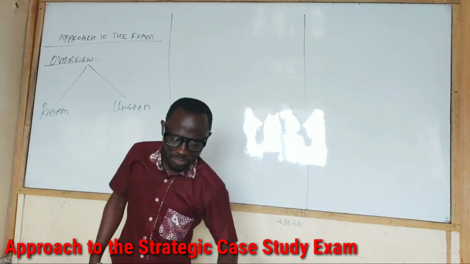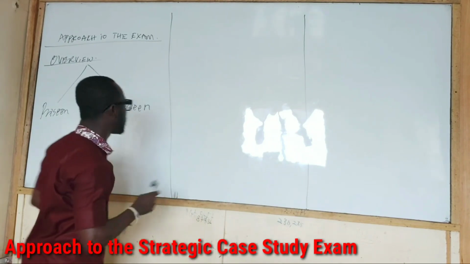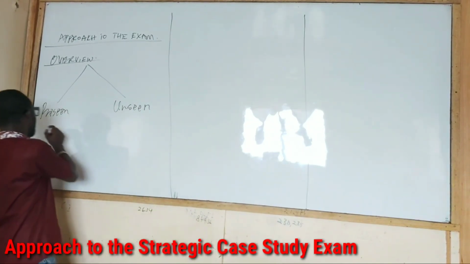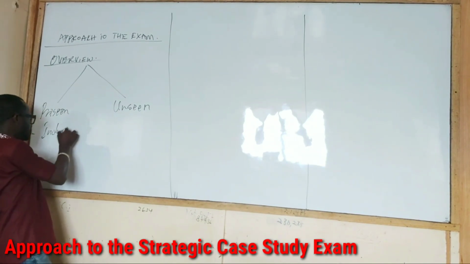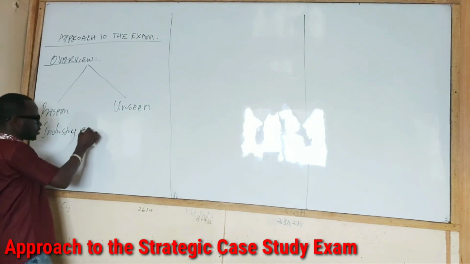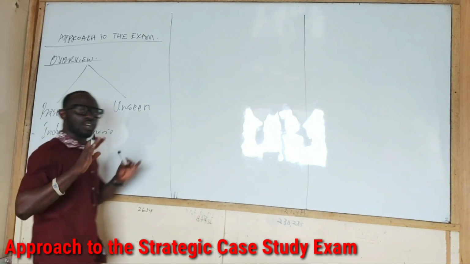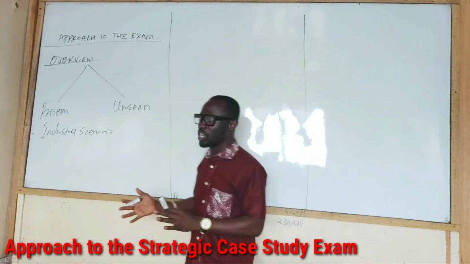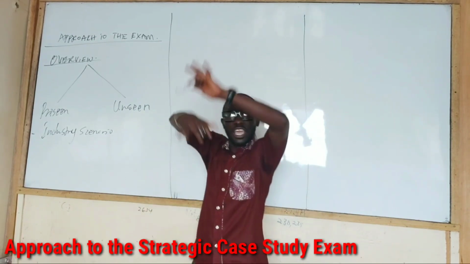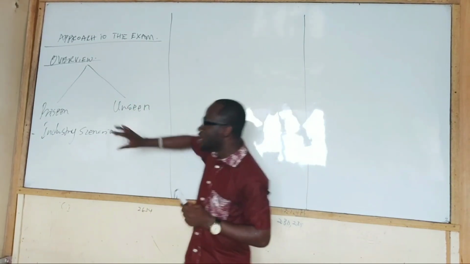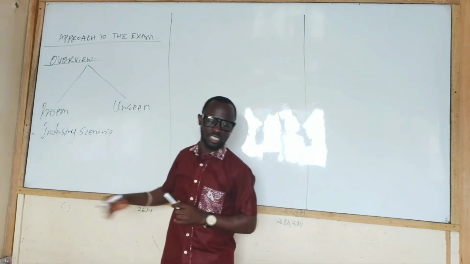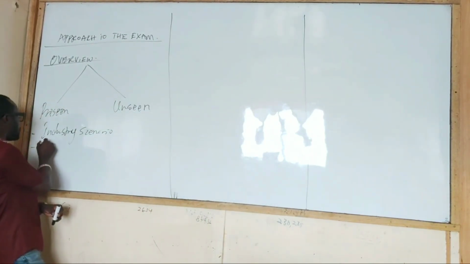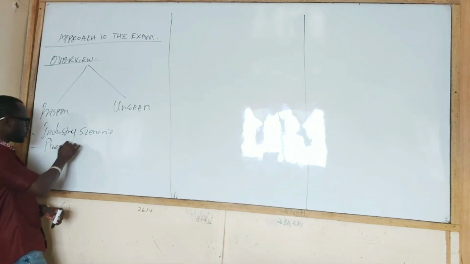The following are some of the things that the pre-seen is going to cover. Number one, the pre-seen will tell us about the industry scenario. In other words, we're going to be having a background of what? The industry. Like the question we did on MPO Ventures, we were given a background of the entire industry. So the pre-seen will tell us the industry scenario.